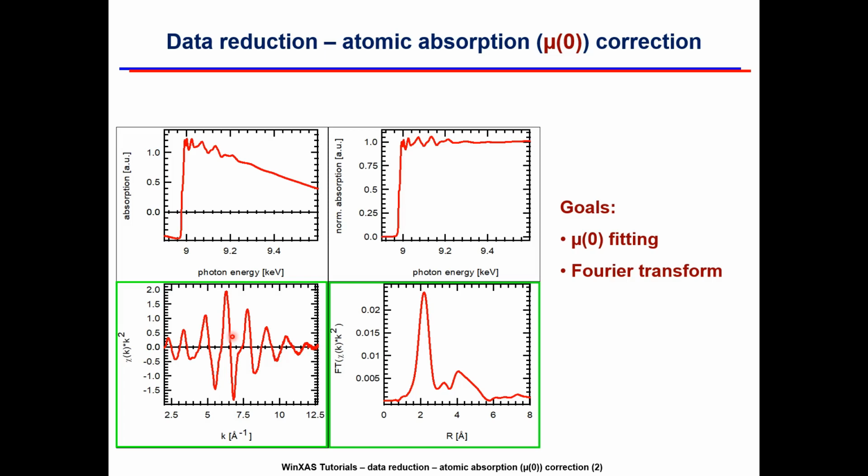For example, the range of the chi of k determines resolution and number of independent parameters in the EXAFS refinement. Spectral features that are removed by a poor mu0 fitting may invalidate structural parameters obtained from EXAFS data analysis even without being noticeable. Therefore, the atomic absorption correction should be performed as carefully as possible, and it may come as no surprise that various procedures exist to do so. I want to briefly introduce them here and then show their effect on the resulting EXAFS chi of k in the hands-on session.